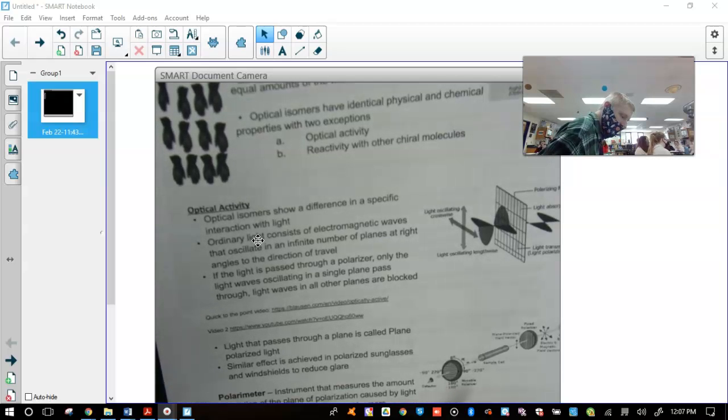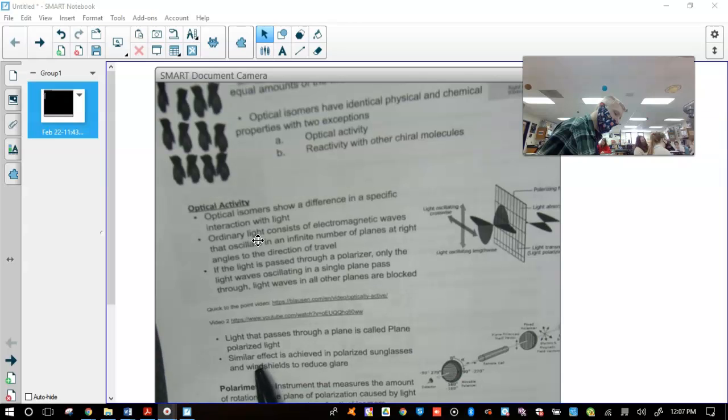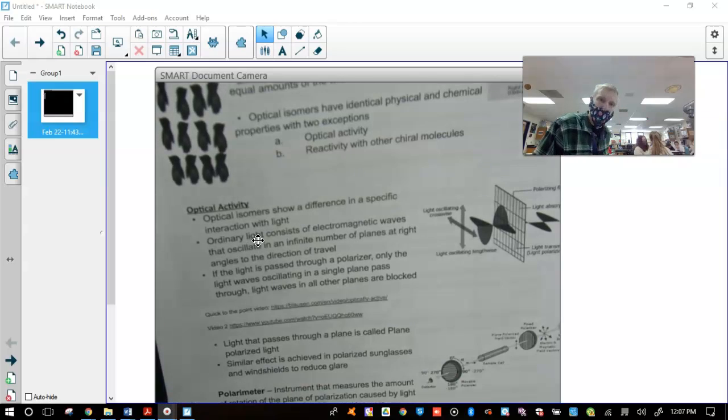Yeah, actually there's a couple of videos. Light that passes through a plane is called plane polarized light. A similar effect is achieved with polarized sunglasses.